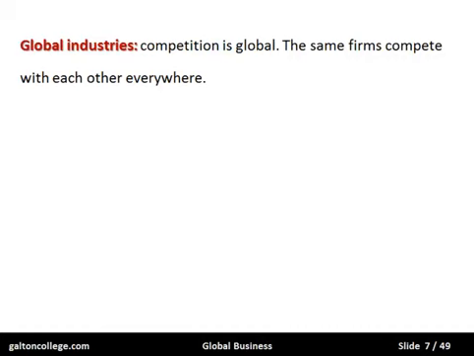Global industries, well, competition is global for a start. The same firms compete with each other everywhere. So in one country we may have several companies competing for the customer's attention and for the customer's income, for sales in that economy. But you have the same set of firms, the same set of companies fighting it out in other countries as well, trying to get the custom in the other countries. So it's competition which is in the domestic market, but the same competition will exist in other markets because of the globalized nature of competition.